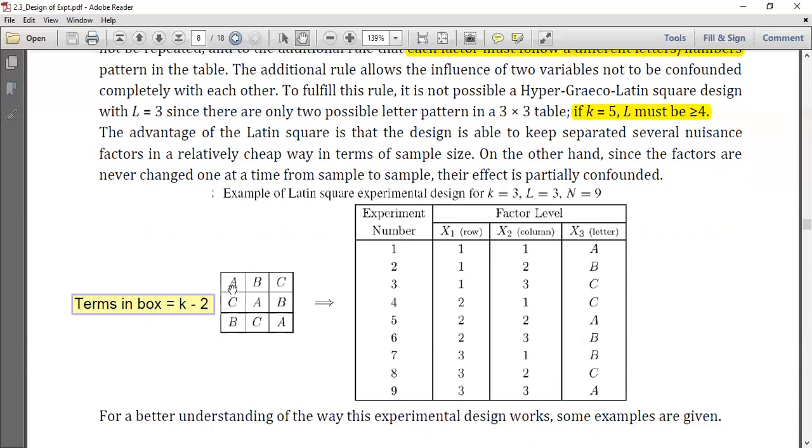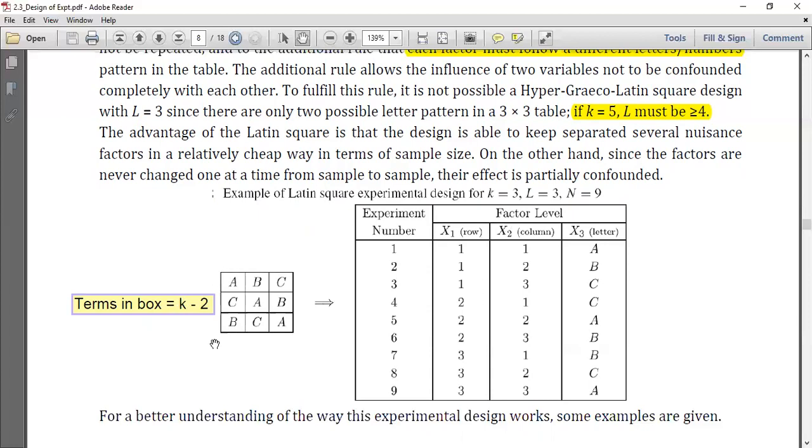Now the advantage here is you can see only one letter. It means if you see one letter, that means there are three factors. Always the number of letters written inside the box is k minus 2. K means number of factors. You have three factors, you can see only one letter here. That means 3 minus 2.